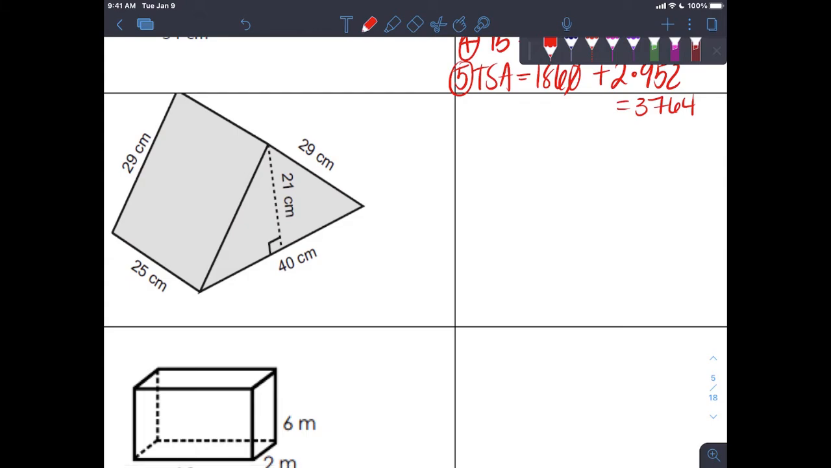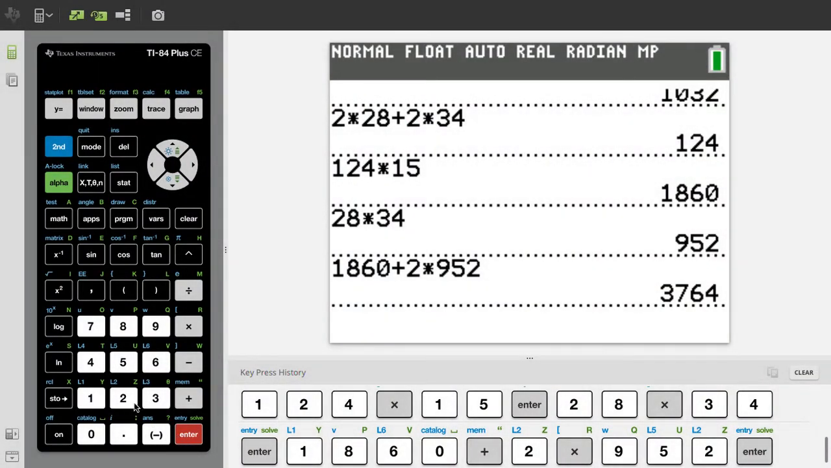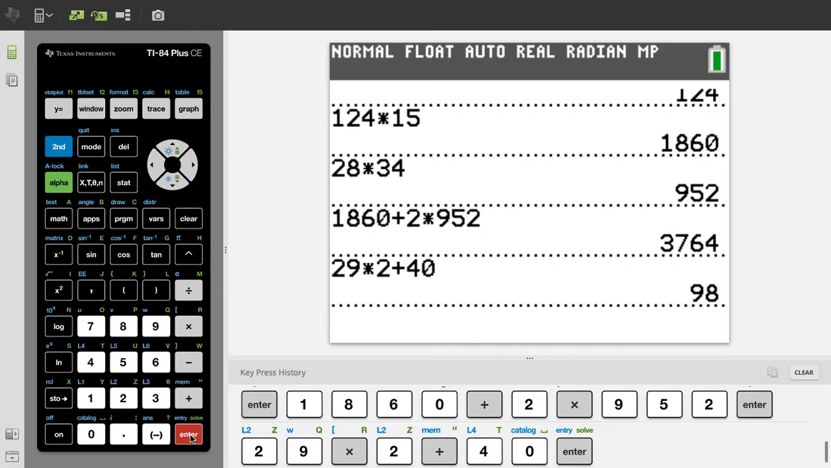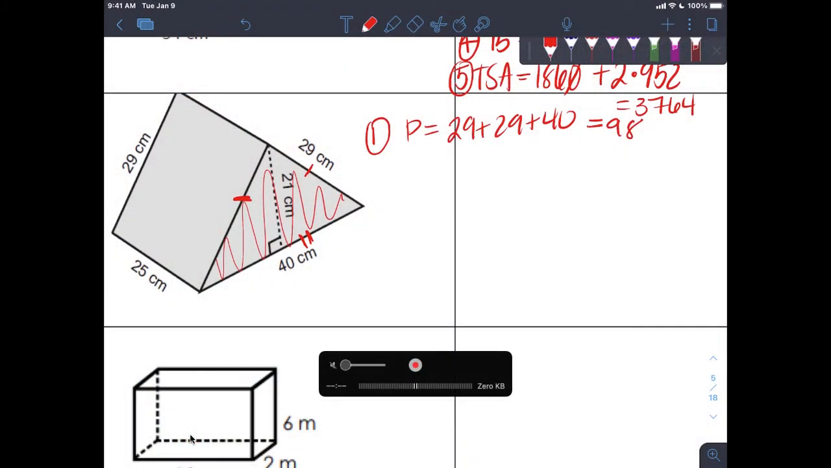Here's another triangular prism. Again, first step is I'm going to identify the perimeter of the base. Well, I'm going to call this guy my base because that already has a height measurement on it. So I'm going to go ahead and say 29, 29, and 40. So my perimeter is 29 plus 29 plus 40. Let's put that in the calculator. 29 times 2 plus 40. My perimeter is equal to 98.